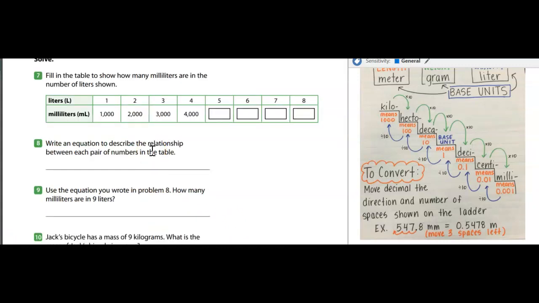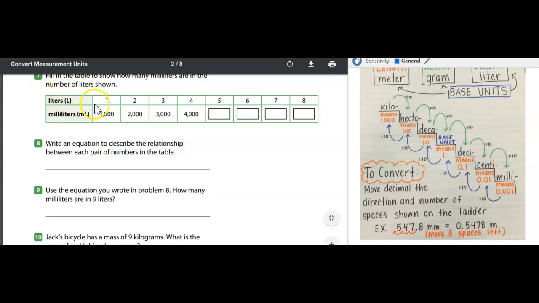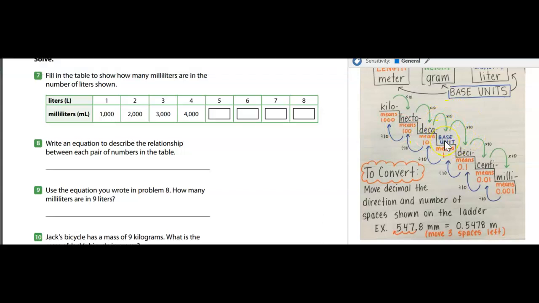Question 7 asks us to fill in the table to show how many milliliters are in the number of liters shown. So liters is going to be our base unit. So our base unit, if we look at our anchor chart, is right here. Now we're converting liters to milliliters. So that means I need to go down 1, 2, 3 stairs. So let's complete our table together.